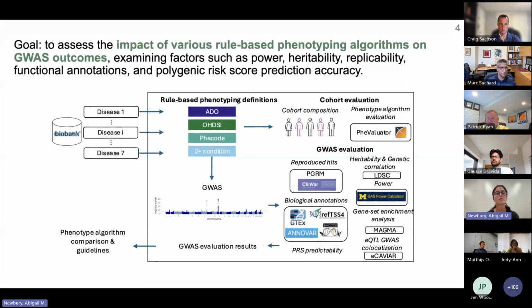With all of that, the goal of this work was to assess the impact of various rule-based phenotyping algorithms on GWAS outcomes, examining factors such as power, heritability, replicability, functional annotations, and polygenic risk score prediction accuracy. We performed this work in the UK Biobank across 7 diseases. These are Alzheimer's, asthma, COPD, myocardial infarction, rheumatoid arthritis, systemic lupus, and type 2 diabetes. And we performed this work across 4 different open source, commonly used rule-based phenotyping definitions.